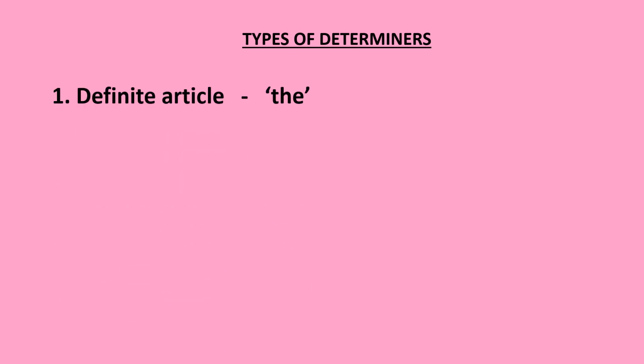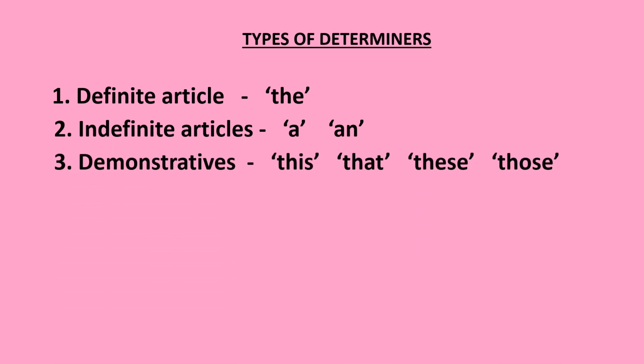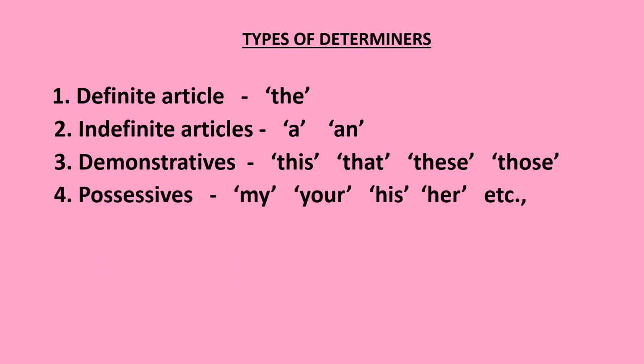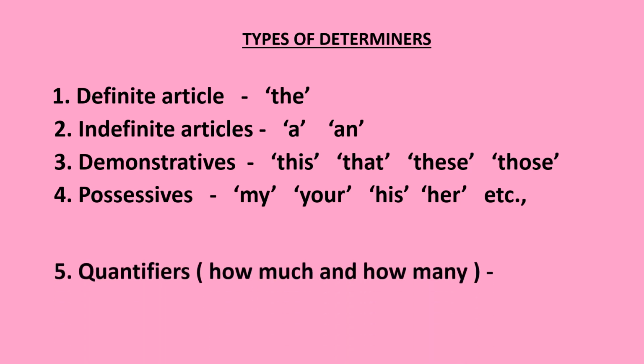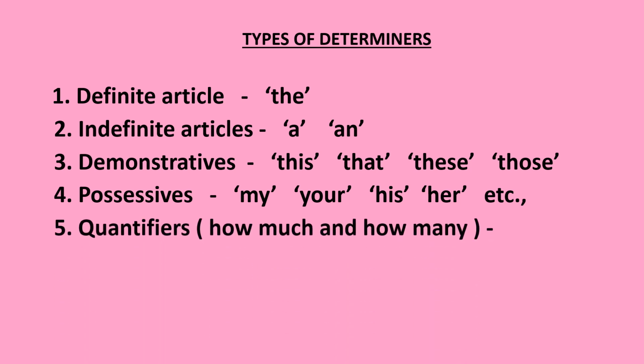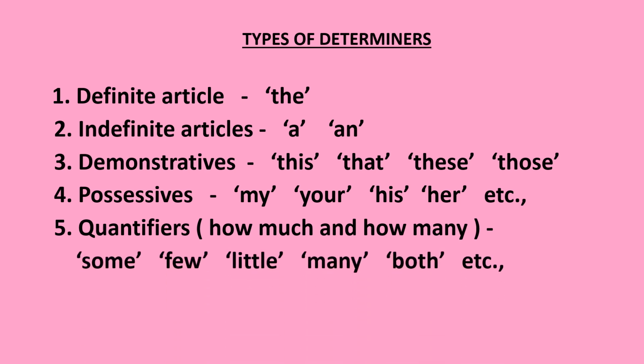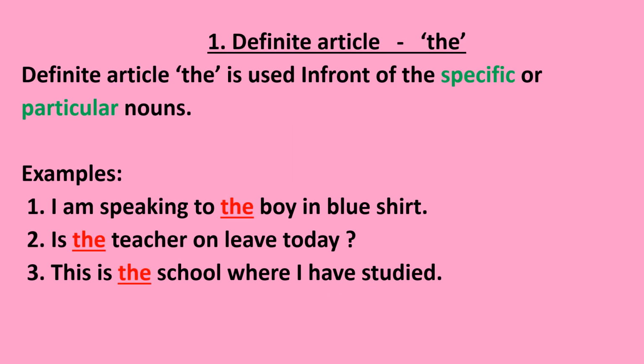There are the first one, definite article the, and the indefinite articles a or an, and demonstratives this, that, these, those, and the fourth one, possessives: my, your, his, her, etc. The fifth one, quantifiers. They tell us how much and how many, the information regarding how much and how many about the nouns. For example, some, few, little, many, both, etc.